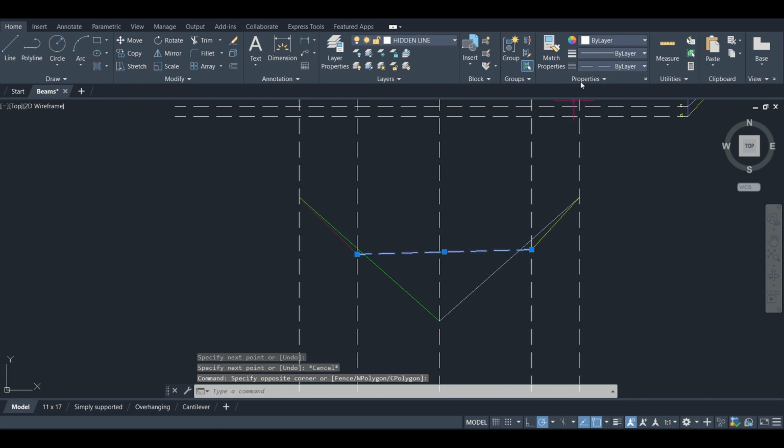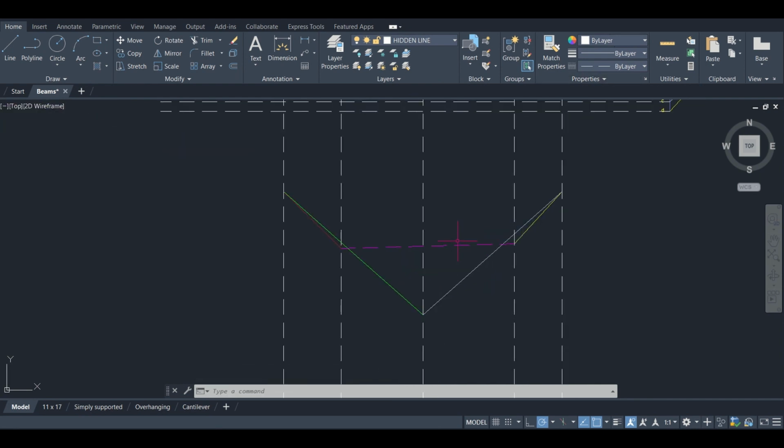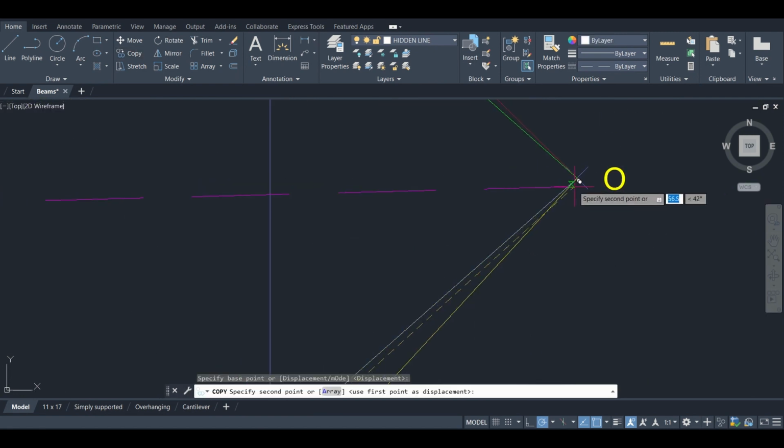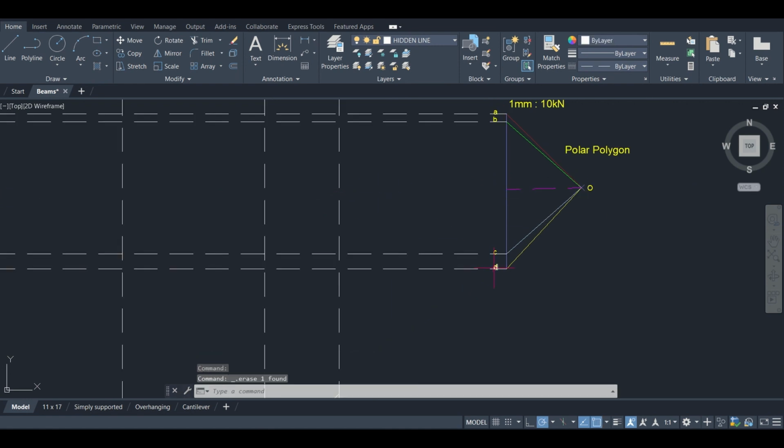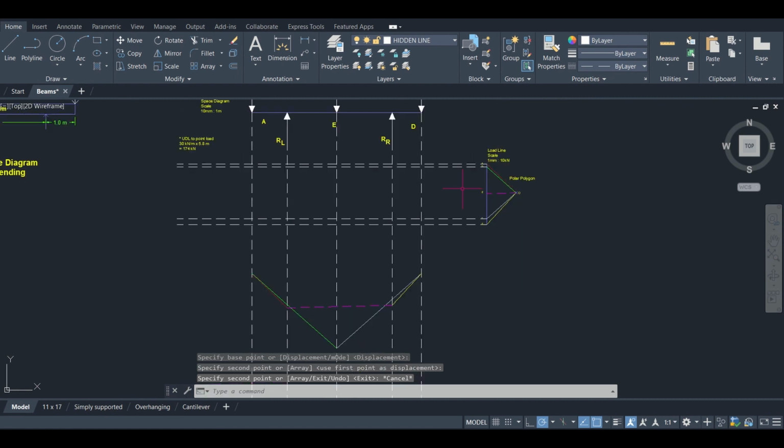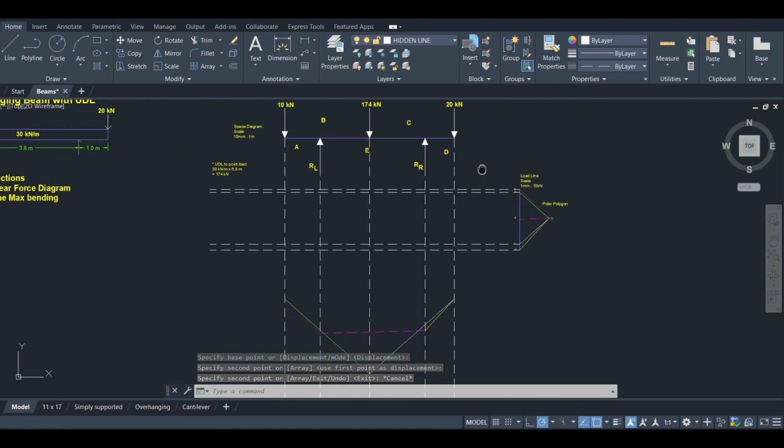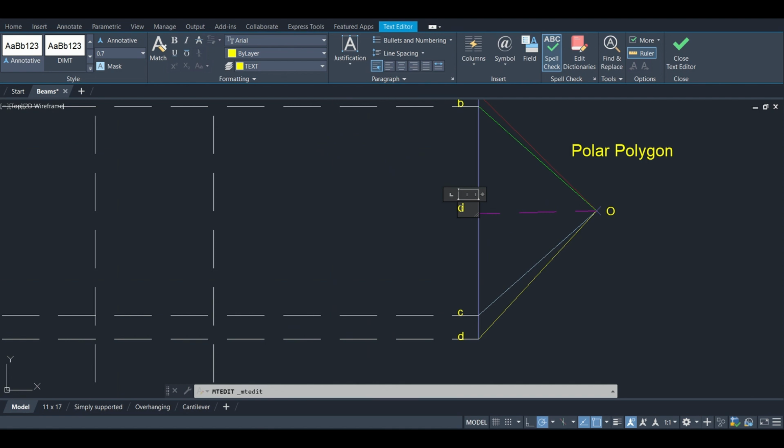And I'm going to be coloring it. So now, as you know, this line now goes over to our polar polygon. And this now represents one space. That closing side is representing a space. You can look at your link polygon to see which space it spans. And that, of course, is the space between the two reactions, and that is space E.